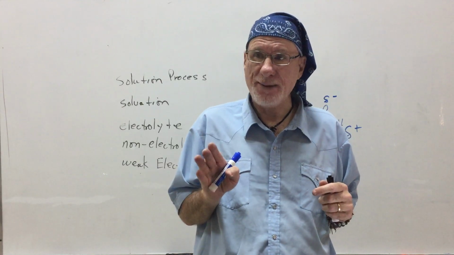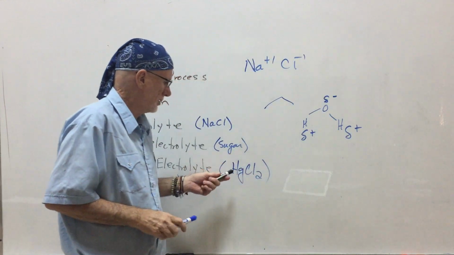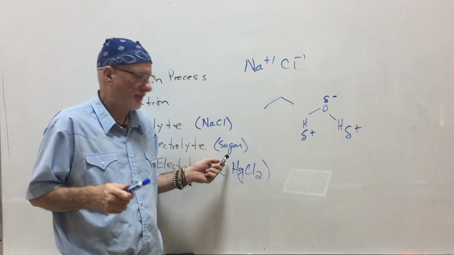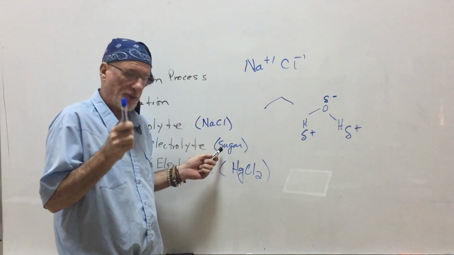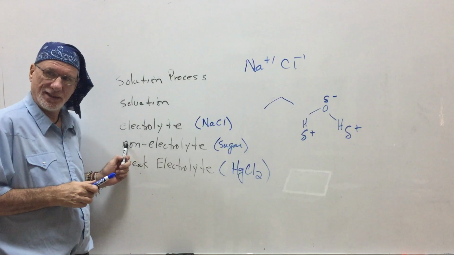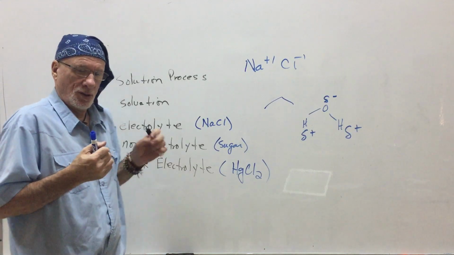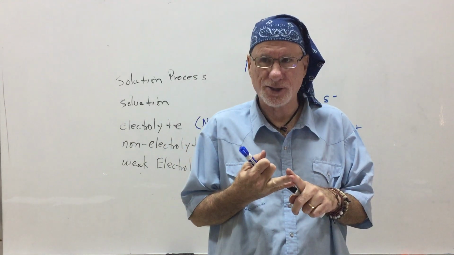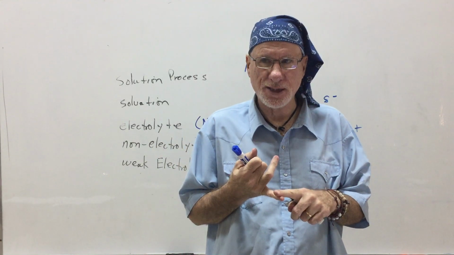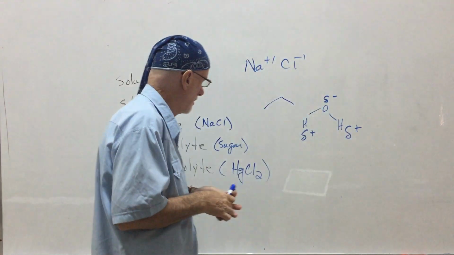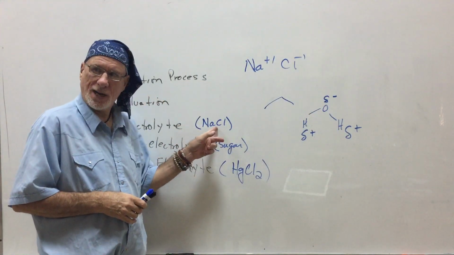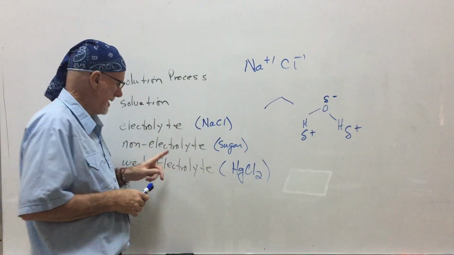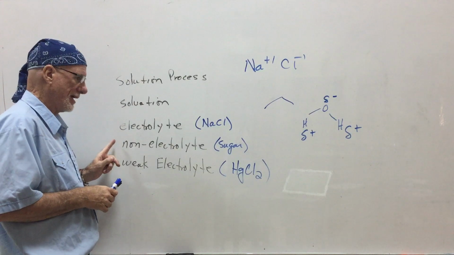Now, a big exception to that is sugar. Sugar doesn't ionize, but it goes into solution. But it's a non-electrolyte. It does not conduct electricity. Water does not conduct electricity, and sugar in water does not conduct electricity. A sugar solution doesn't conduct electricity. If I dissolve sodium chloride into water, that will conduct electricity. That's called an electrolyte, as opposed to a non-electrolyte like sugar.